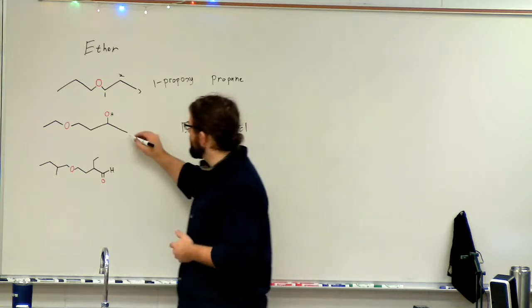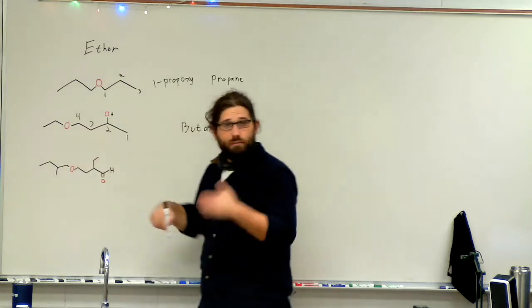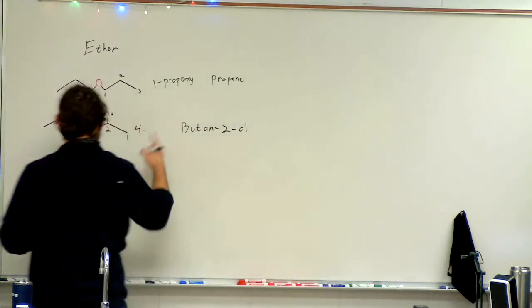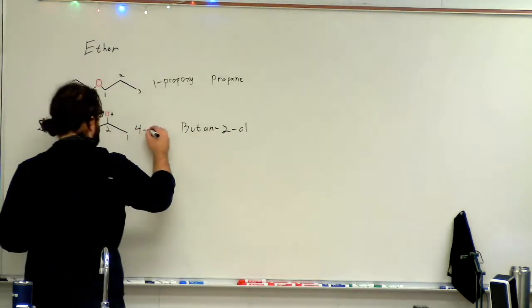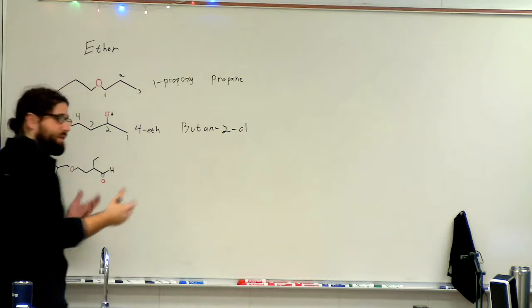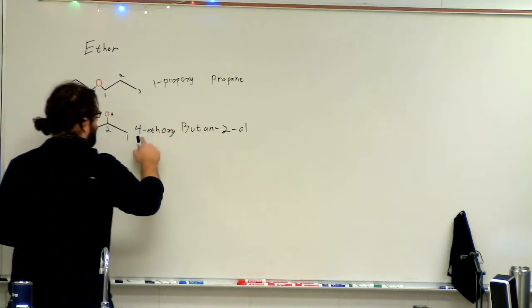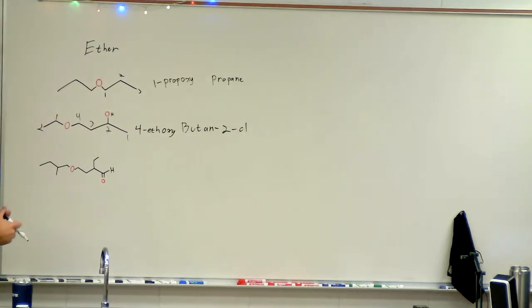And now, since that was numbered 1, 2, 3, 4, my ether is on my 4 carbon. So I'm going to call this 4, and then I need the number of carbons on this side, 1, 2. So 4, eth, and then to name it as an ether, I put on the oxy. So 4-ethoxybutan-2-ol. There we go.